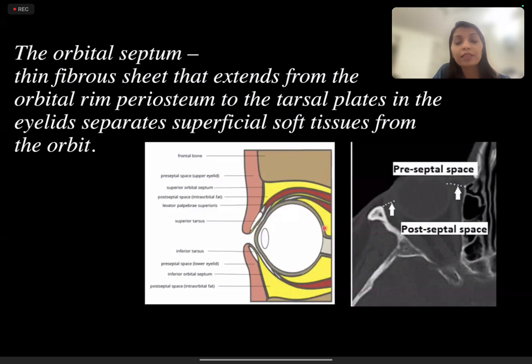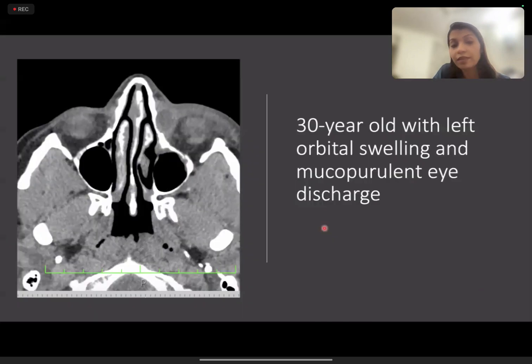So remember, preseptal cellulitis and orbital cellulitis. So periorbital cellulitis and orbital cellulitis. Next case, a 30-year-old with left orbital swelling and mucopurulent eye discharge.